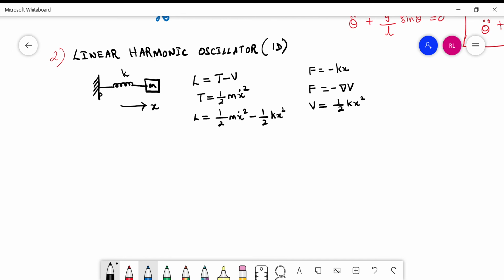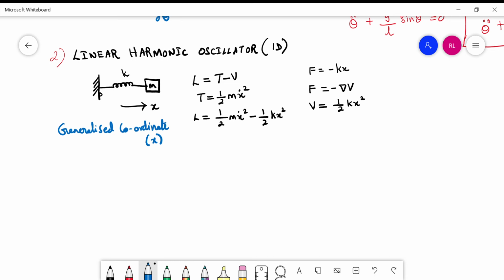Here in this problem, you can observe the generalized coordinate is x. Okay, so there is no other coordinate involved. Because the displacement is in only one direction, which is nothing but x, we fixed this as x, right? Okay. Now we have this Lagrangian.